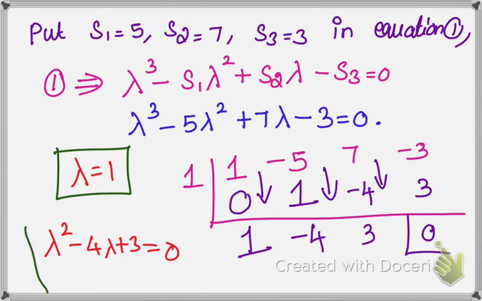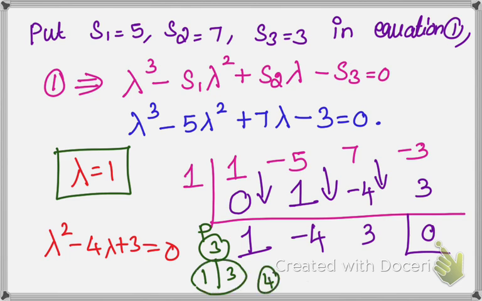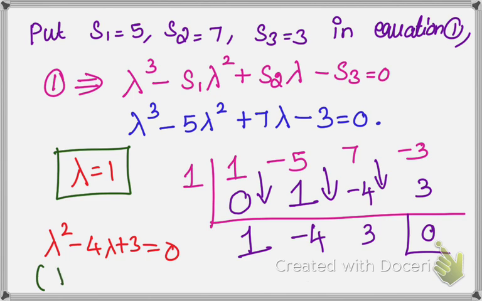Again you are going to solve this equation. Here lambda square minus 4 lambda plus 3 is equal to 0. Here this is the product, this is the sum. The product is 3. If you split, 1 times 3 is 3. Product means you multiply, 1 times 3, 3. You are adding, you get 4. Sum is 4. Therefore, we found the factor, that is lambda minus 1.